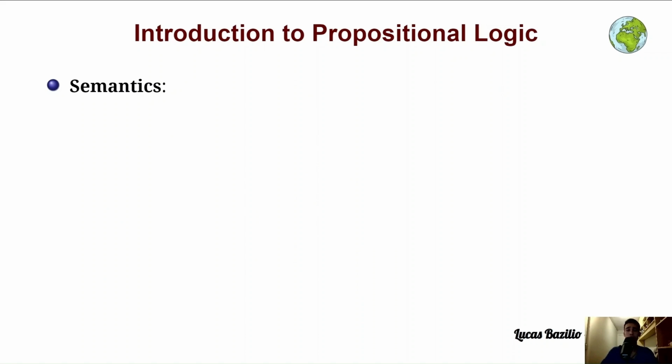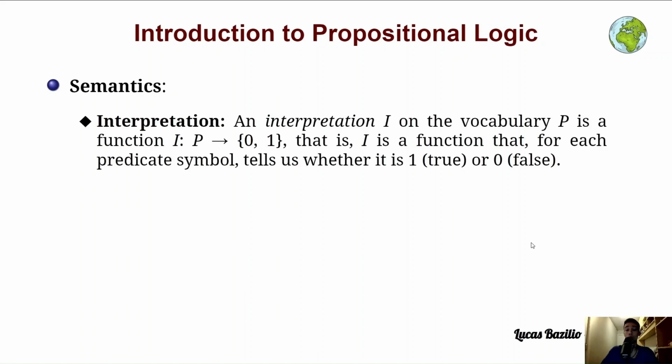Very well, let us now study the semantics component in propositional logic. We begin with the definition of interpretation. An interpretation I on the vocabulary P is a function that maps for each predicate symbol, that is, for each element that belongs to the set P, a value that is either 0 or 1. So essentially it is a function that for each predicate symbol tells us whether it is true or false, that is 1 or 0 respectively.